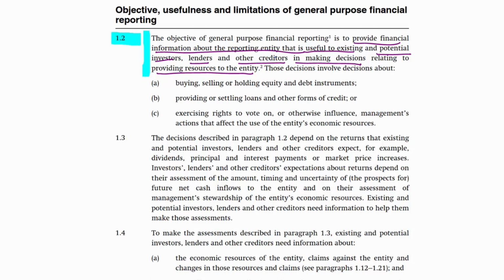So the marking scheme provided by AAT suggests that you get marks for information about the reporting entity, existing and potential investors, lenders, other creditors, making decisions, and about providing resources. So there's more than 4 marks identified there, but you just need 4 of them to get your full marks, or 3 of them to get your pass.